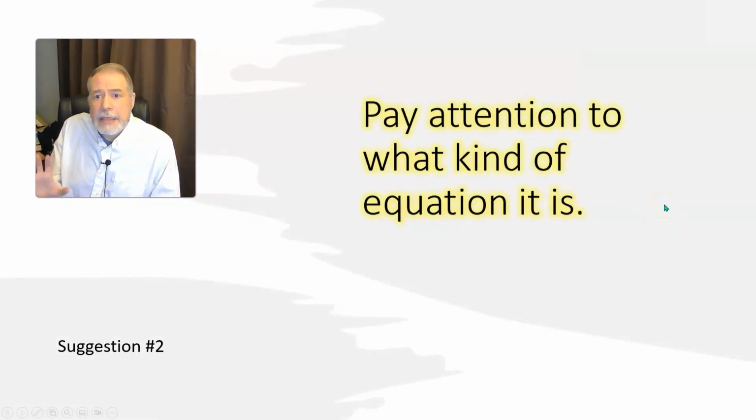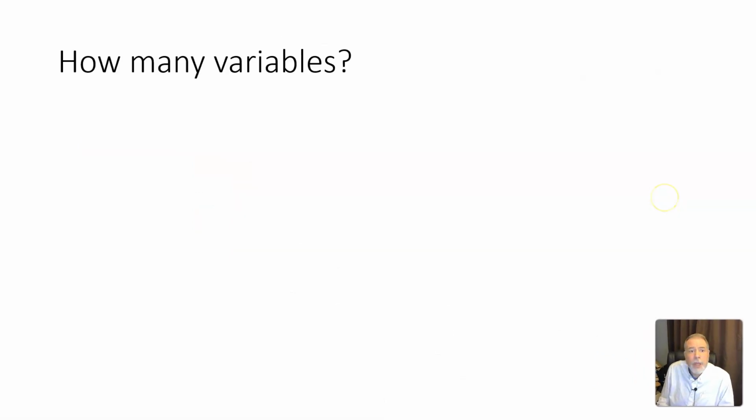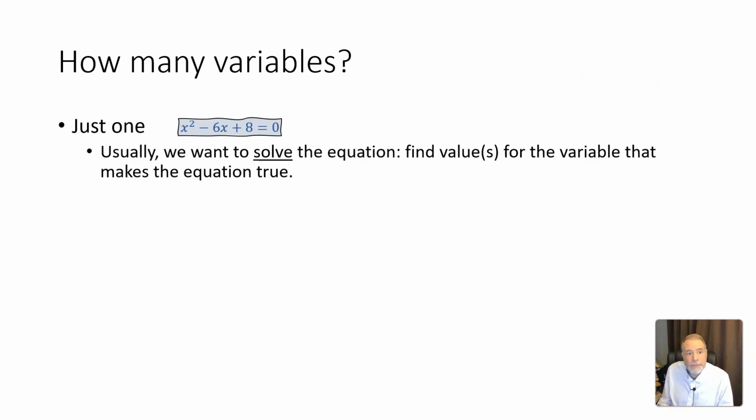So my second general suggestion for what to do with equations, how to understand them or solve them, is to pay attention to what kind of equation it is. So what do I mean by that? What kinds of equations are there? Well, for one thing, some equations just have one variable, like the one we were just looking at, x squared minus 6x plus 8 equals 0. The only variable in that equation is x. It appears more than one place, but that's the only variable involved.